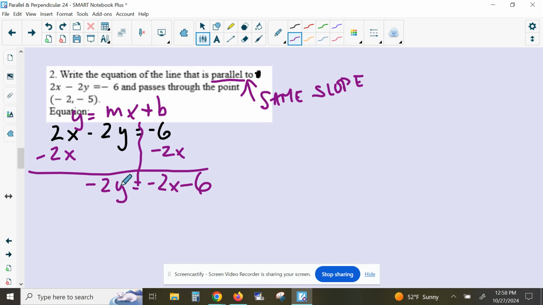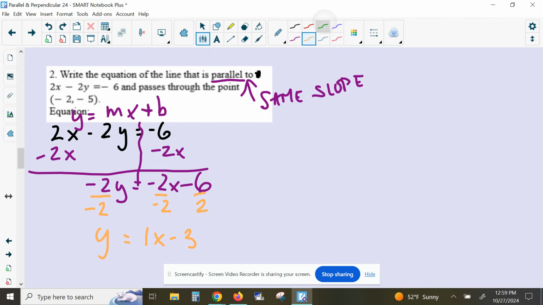I still don't have y all by itself, so I'm going to divide everything by -2. Divide by -2, divide by -2, divide by -2, because then I'm going to end up with y is equal to -2 divided by -2 is just 1x, and -6 divided by -2 is a -3. So now this is in y equals mx plus b.